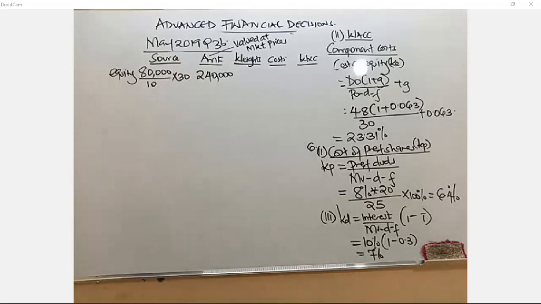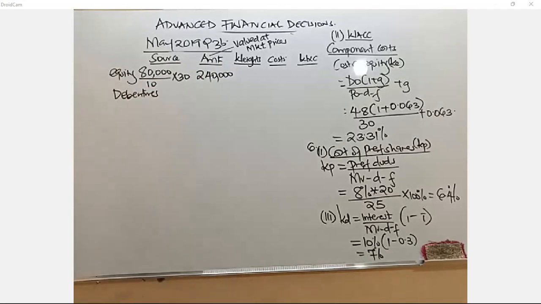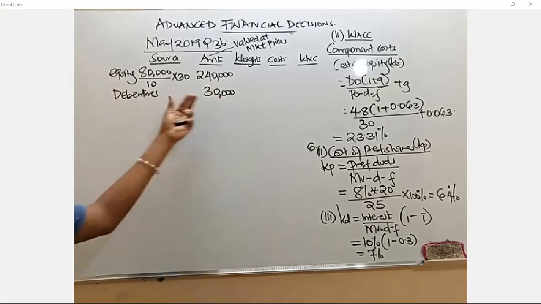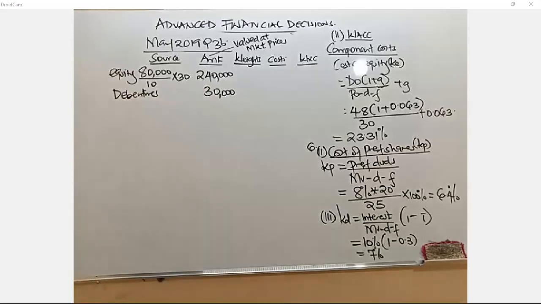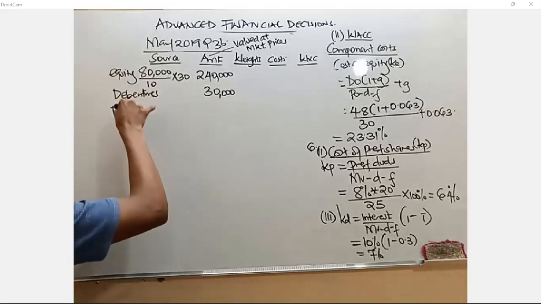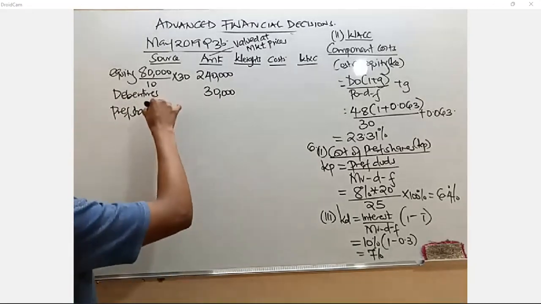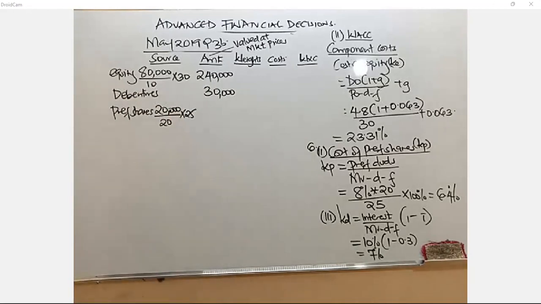Correct, 240,000. The second one will be the debentures. The debentures are still trading at 100, and rather than spend a lot of time, because they have not changed, the value of these debentures will still remain the one provided in the question, which is 30,000. Even if you calculate, it will be 30,000 divided by 100, which is the par value, times 100, the par value, and you get the same thing. But I could just write it directly. The other one will be the preference shares. I remember they have market values. It means we have 20,000 divided by 20, which is the par value. But the current market price is given as 25. We multiply by 25.